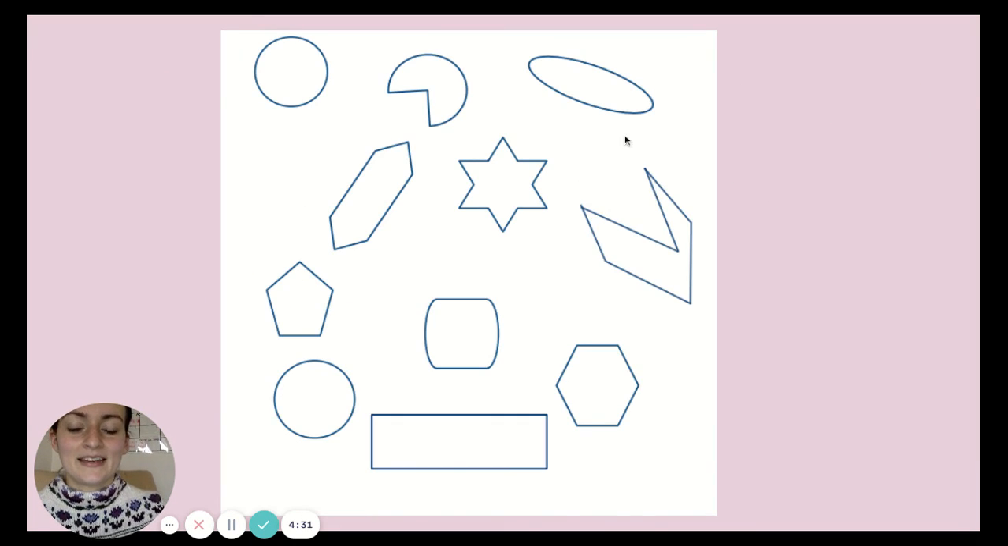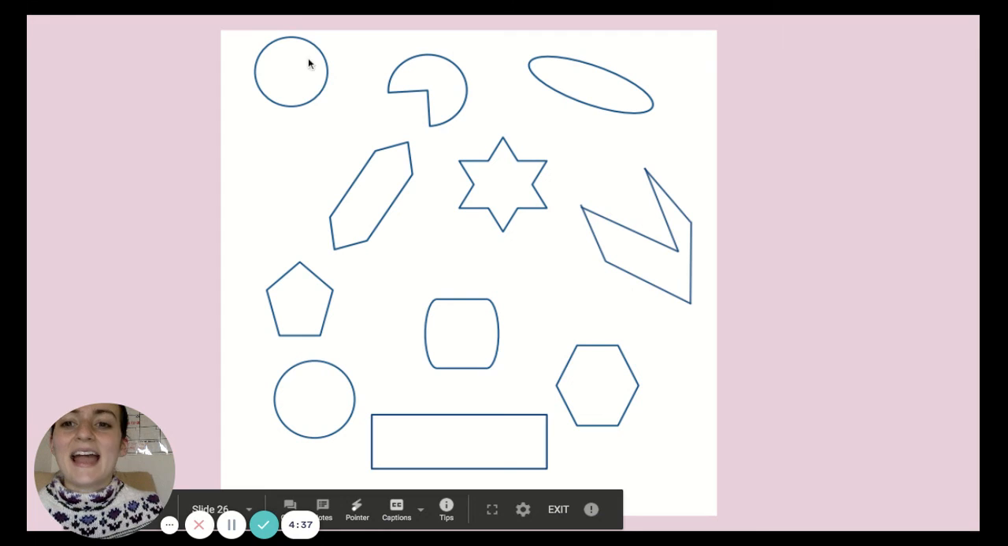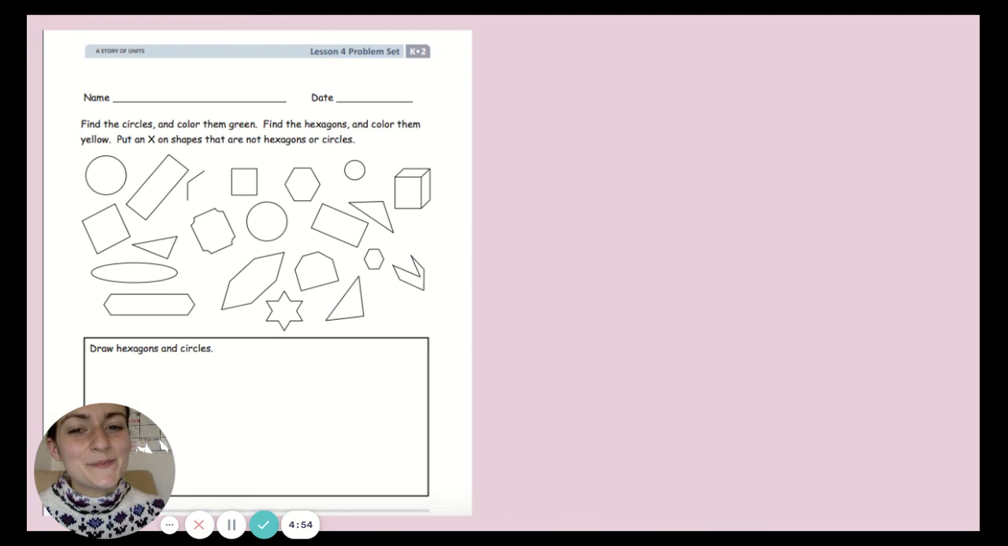Okay. Now if we look at this entire sheet of different shapes, I can see we have a circle. I see we have a hexagon down here. And then a lot of shapes that don't quite match. That's another hexagon. That's another circle. What would this shape down here be? That's right. It's a rectangle.